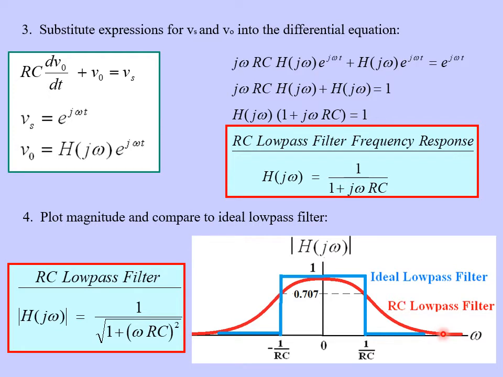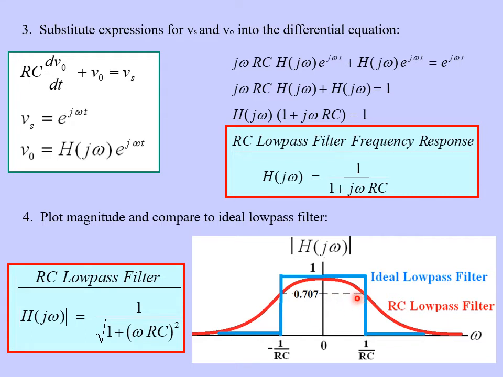The other thing I should mention here is that the corner frequency is defined as 1 over RC, because notice when omega is equal to 1 over RC, in other words, if you let omega here be 1 over RC, well, that cancels this RC, and we get 1 plus 1 squared, which is 2, and the square root of 2 is 1.414. The reciprocal of that is 0.707.